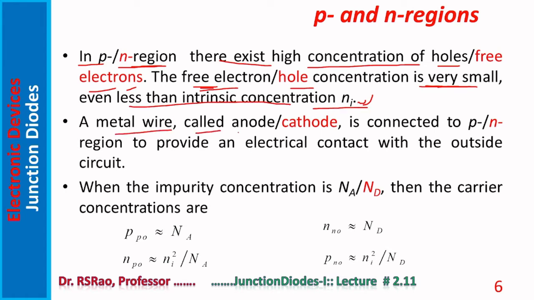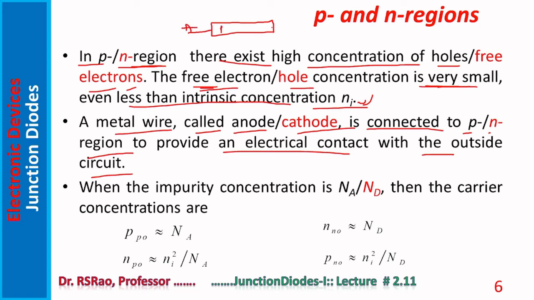A metal wire called anode or cathode is connected to the P or N region to provide electrical contact with the outside circuit. Till now we have been talking about the semiconductor part of the diode: P region, N region, junction region. A metal wire is connected to the P side. This wire is called the anode. Another metal wire is connected to the N side. It is called the cathode. Through anode and cathode, we can connect signal. We can connect bias to the diode.